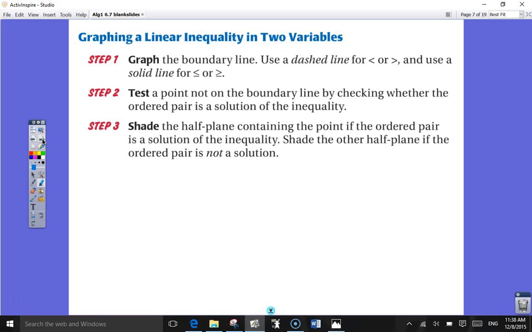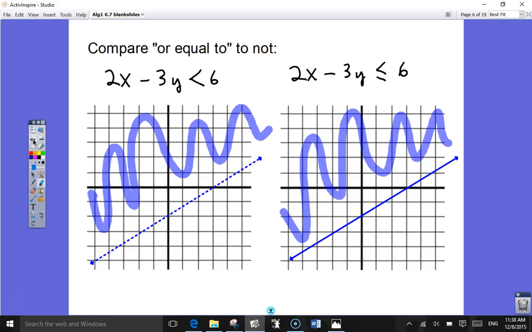For example, when we were doing the previous one, in my mind, what I was thinking is, I know that the line goes here. I tested a point in my head. Now, normally, if 0, 0 is not on the line, that's a great point to use because the calculation is pretty easy when you plug in 0, right? So if I test 0, 0 here, I'm going to get 0 minus 0 is less than 6. 0 is less than 6. Is that true? Yeah, so that's why I shaded here, right?